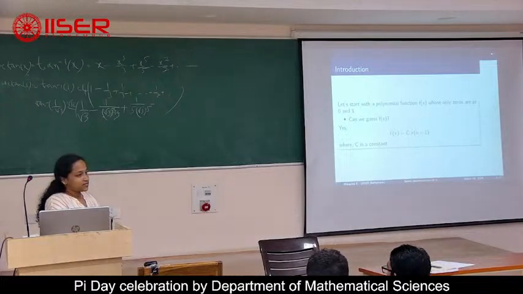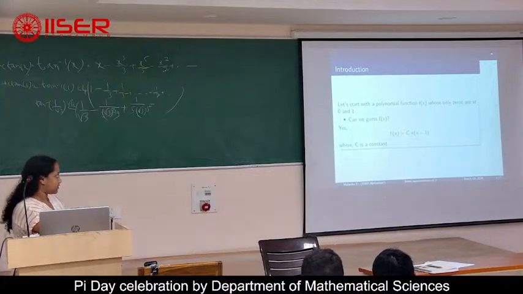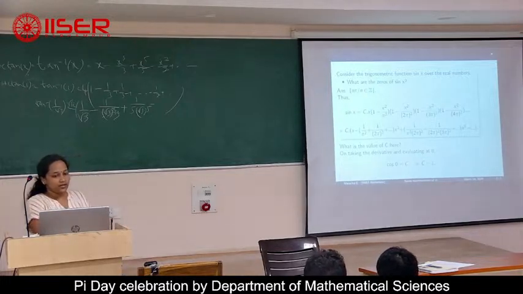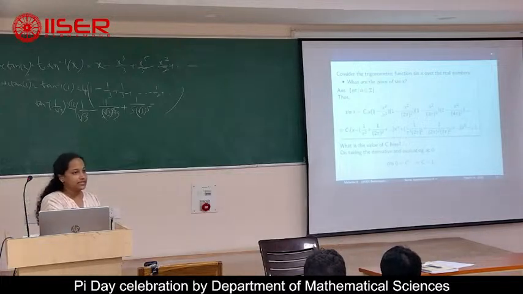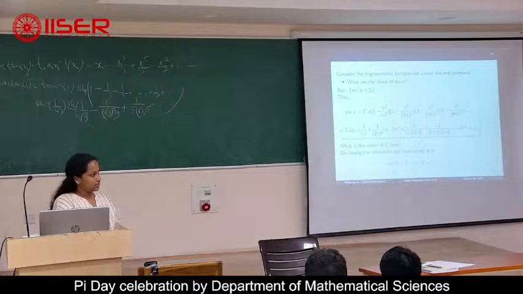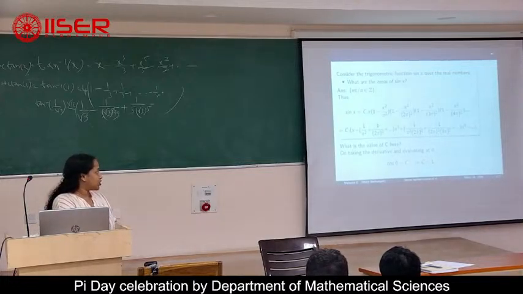Therefore, x minus 1 will be a factor of f of x, and the remaining term will be just a constant. Okay. Now, we already know the mathematical definition of pi, that it is the ratio of the circumference of a circle to its diameter, which means whenever there is pi, there is a circle coming into the picture.